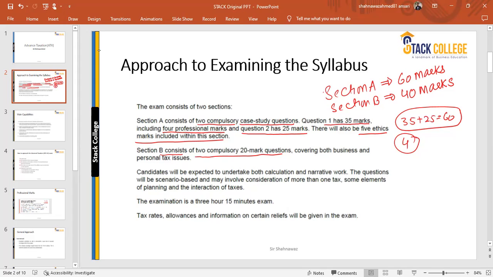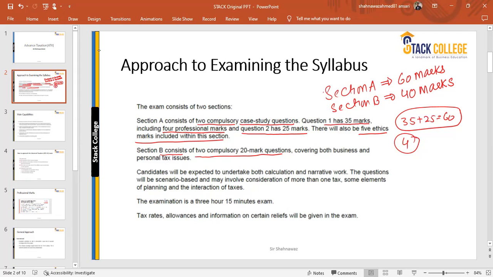And remember that we have 50 passing marks. So if any student scores well in Section B, there is a good chance to score at least 50 marks and to pass this paper in the first attempt.